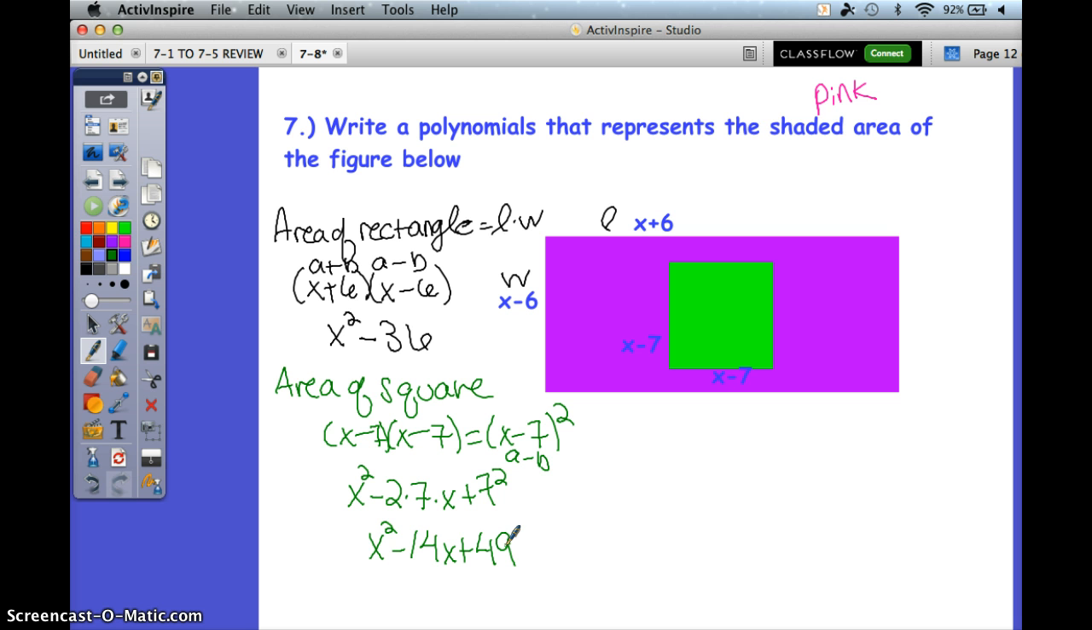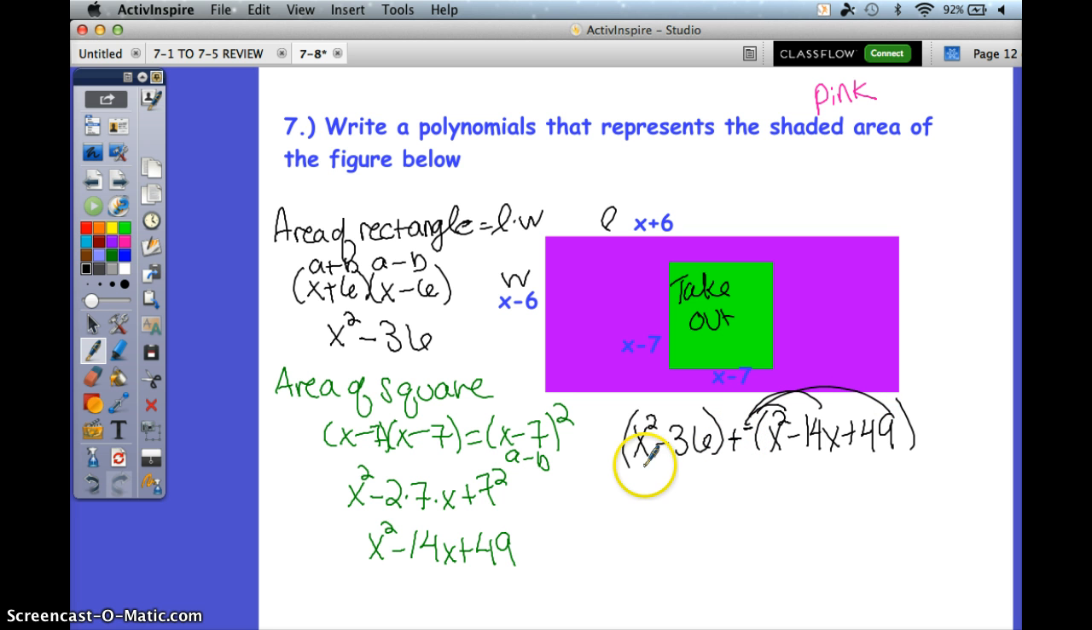So we know it's x squared minus 14x plus 49. So to find the area of just the shaded region, we need to physically take out the green. So I can just do my x squared minus 36 minus x squared minus 14x plus 49. Remember, we change it to plus a negative and distribute our negative. So then we have x squared minus 36 plus negative x squared plus 14x minus 49.